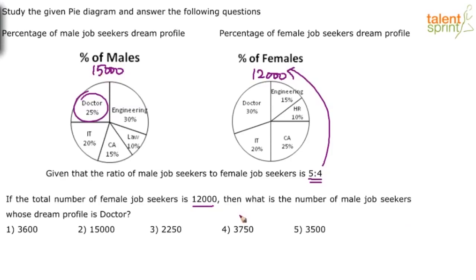Now what is he asking us to find out? Number of male job seekers whose dream profile is doctor, which is 25%. 25% of 15,000. That's your answer. 1/4 of 15,000, which is 3,750. Again, do not write this step on paper. 25% of 15,000, then cancel zeros and all that, right? No need. Without putting that on paper, you should be able to mark option 4 as the answer. 3,750. 25% of 15,000 is 3,750.